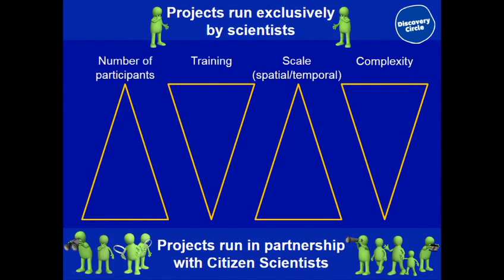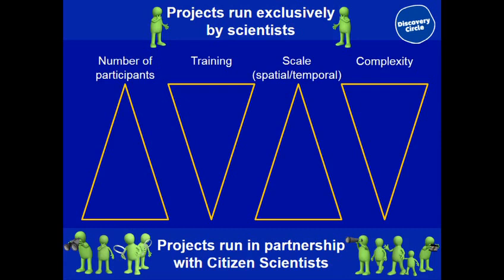This is a slide I put together to demonstrate the difference between projects run by citizen scientists and projects run exclusively by scientists. I know there are 4 triangles on this slide, but they are 3-sided, so I'm sticking with my theme. So with a citizen science project, you typically have lots of participants. Down the bottom on the left, lots of participants. With a science project on the top left, you have fewer participants.